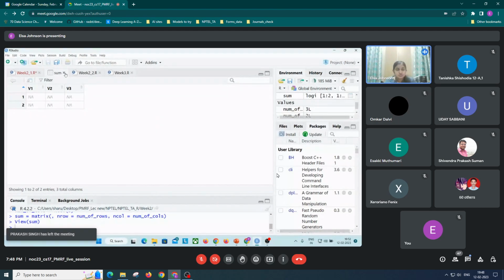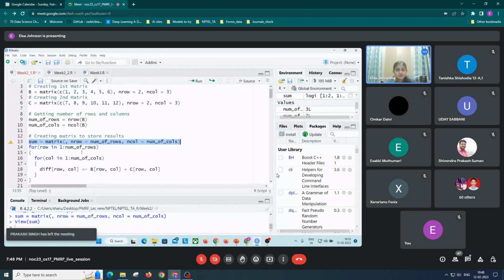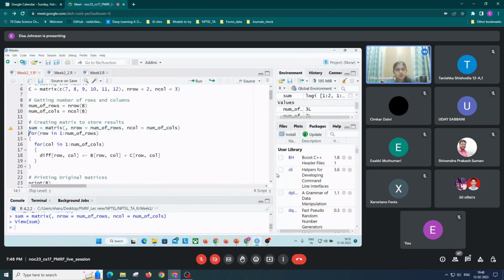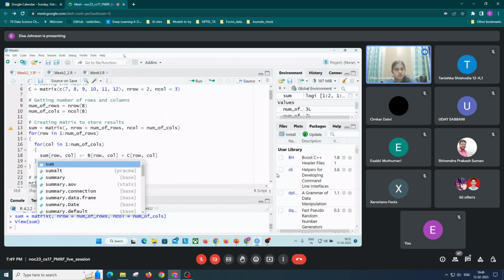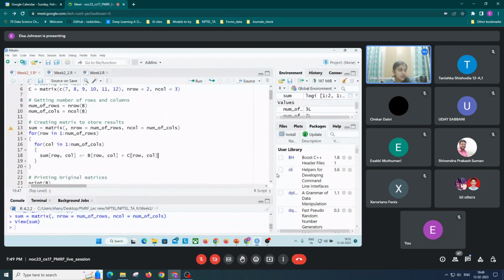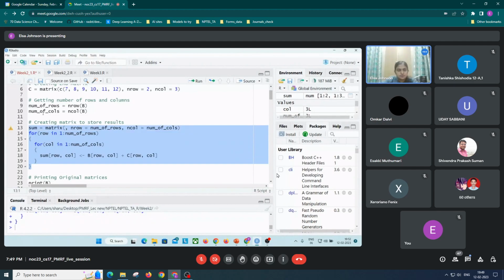Sorry, of B, and then I'm just putting a for loop, row in one to number of rows and column in one to number of columns. Then it's not difference, sorry, since I copied from there, sum of row comma column. So for each element it will be B of row comma column plus C of row comma column. If you do that, this will be the sum.